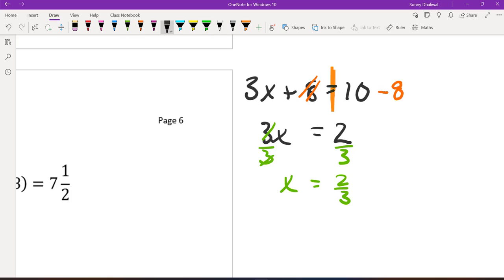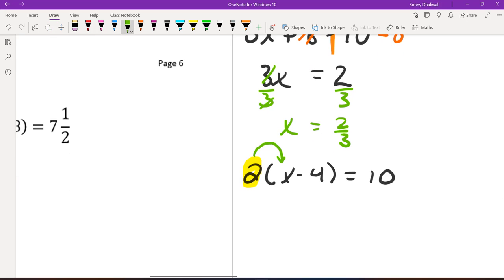So with the brackets, what I said was, let's get rid of the brackets first by taking the number outside of the bracket and multiplying it through the bracket. So you go 2 times x gives us a 2x, and then 2 times 4 gives us an 8. But this is a 2 times negative 4, so it is a negative 8. And that equals 10.